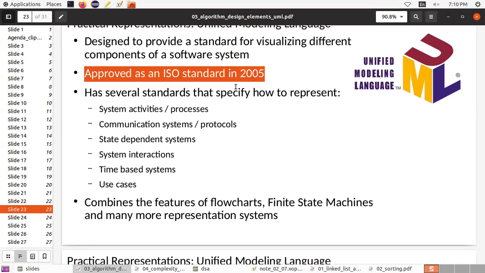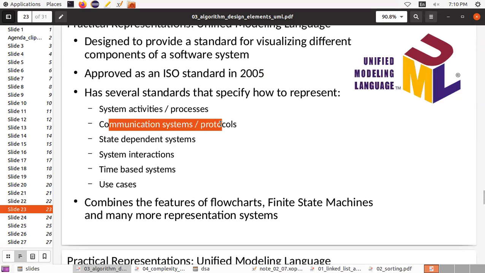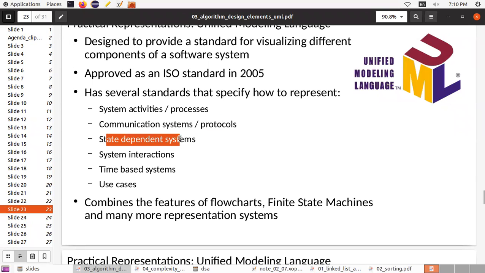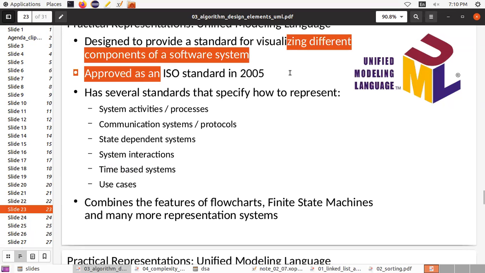What are the different steps in a process? What are the protocols that one system sends data to another system, right? How does a particular set of processes send data to each other? If there is a state dependency, how to represent states in the system, system interactions, time-based systems. If there is anything that has to be triggered at a particular time in the future, how do you show that visually? There is a particular standard that has been implemented in 2005.